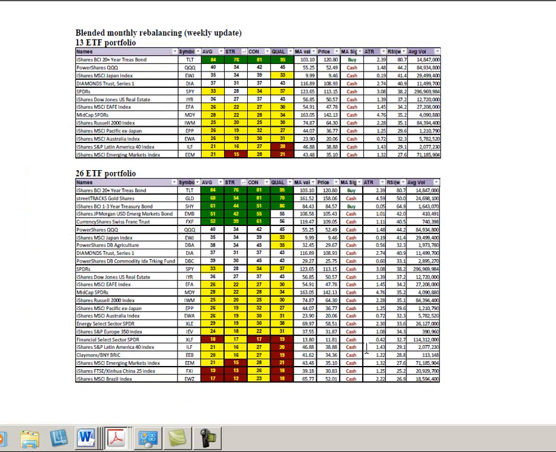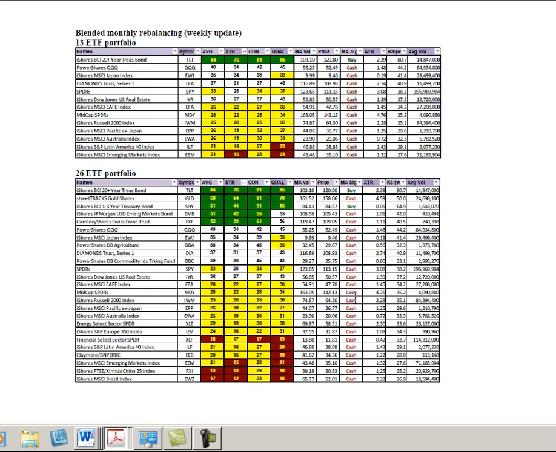Moving on. This is just a summary of the blended monthly rebalancing for the 13 and the 26 ETF portfolio. I won't dwell on that, other than just to observe nothing is above its 4-month moving average with the exception of TLT.